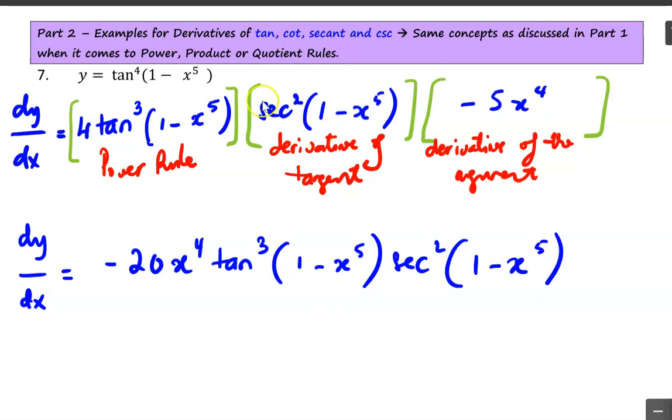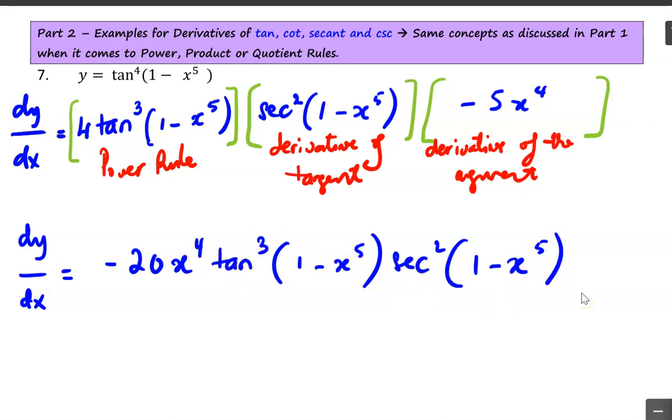So basically what I have is I take 4 times negative 5, I got negative 20, and I write it together with x to the exponent 4. So this is a very nice and neat way of presenting your final answer with the coefficient with the function raised to the exponent, and then after that you list all the trigonometric function to its power.